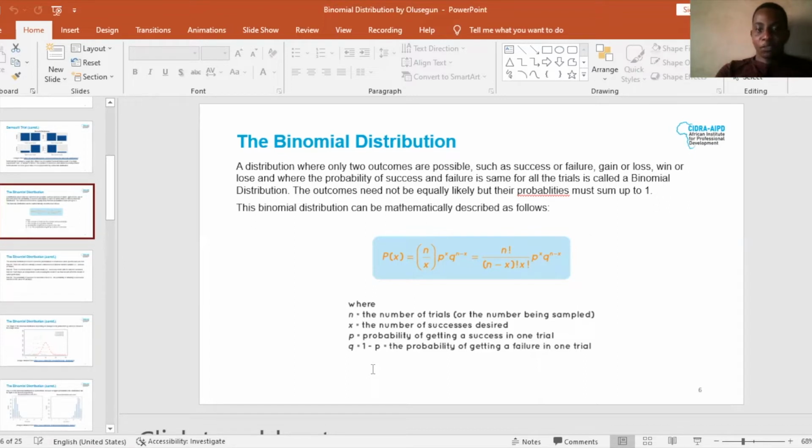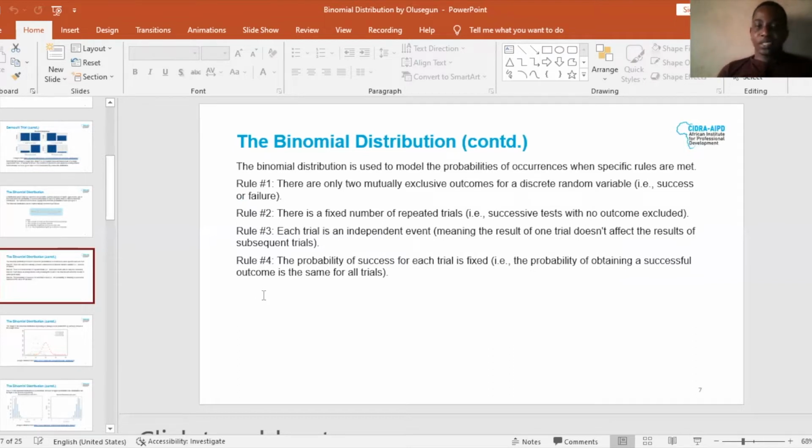So the formula further broken down is n factorial over n minus x factorial times x factorial. That division is multiplied by p raised to the power x times q raised to the power n minus x. We already know what all these variables mean. That is a mathematical description of a binomial distribution.